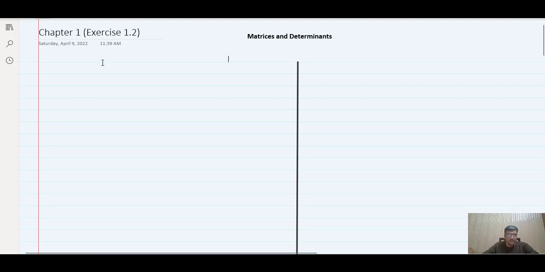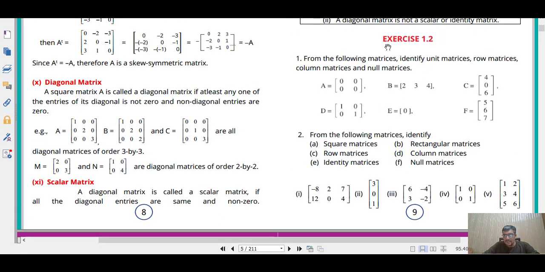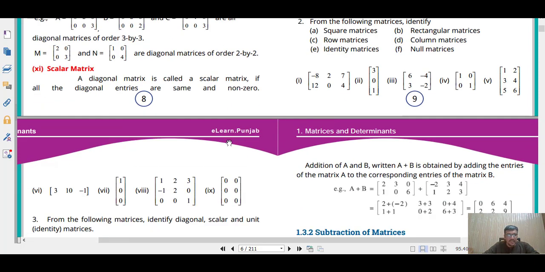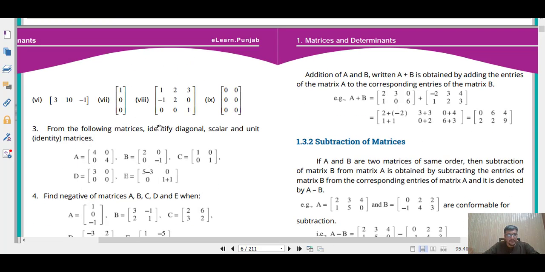Dear learners, today I welcome you for exercise 1.2 of chapter 1, grade 9 mathematics. Today we are going to solve the first three questions of this exercise 1.2. We will solve question 1, 2, and we will solve question 3 as well. In the next lesson we are going to solve questions 4, 5 and 6.